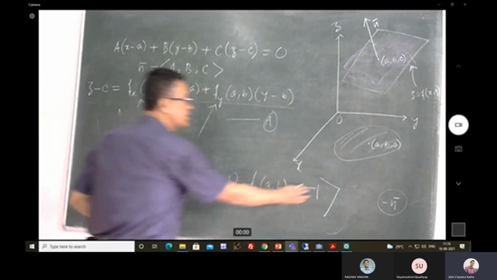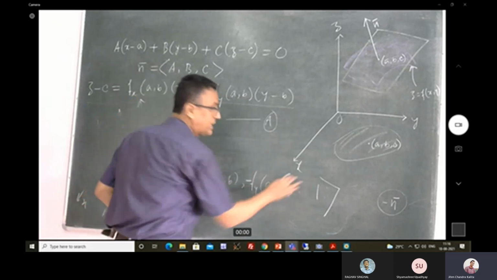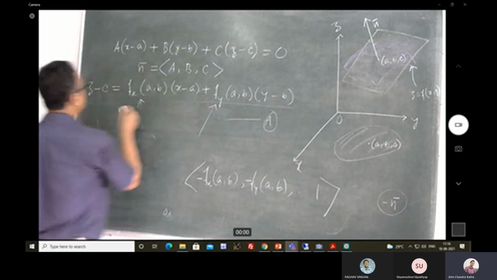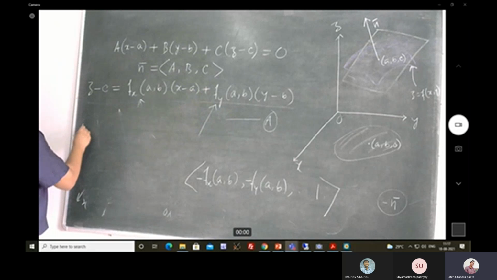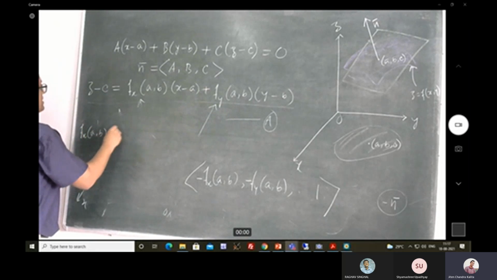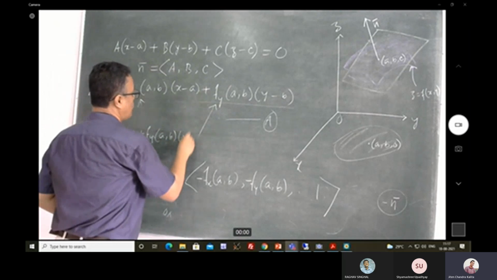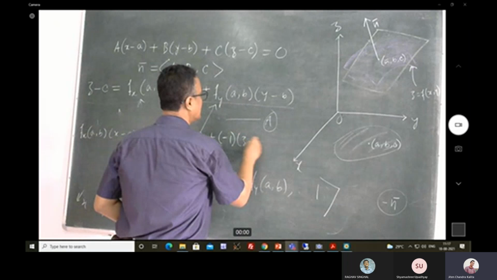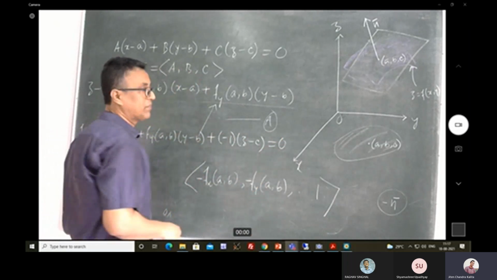Now, if I want to make the third component positive, what do I have to do? I have to make these two negative, right? So what is going to happen? Like earlier, what we did: I had fx at (a, b) times (x minus a) plus fy at (a, b) times (y minus b), and then minus 1 times (z minus c) equal to 0. I can do the same.